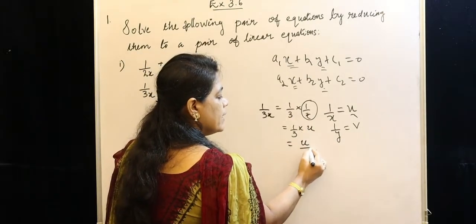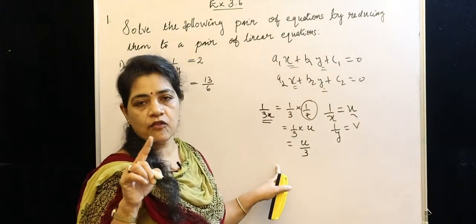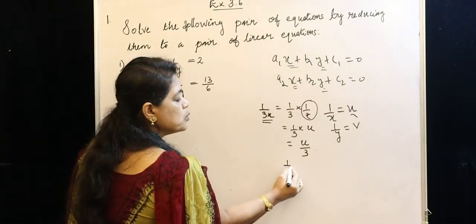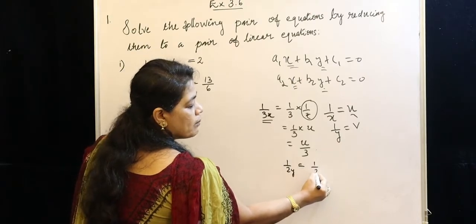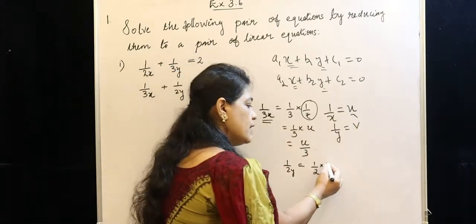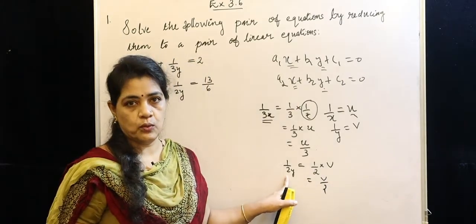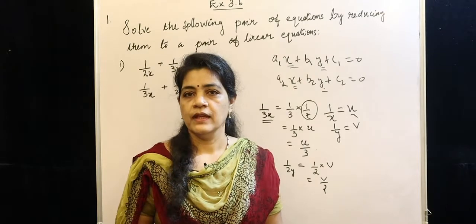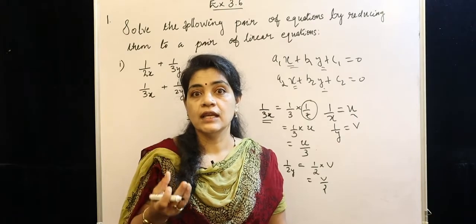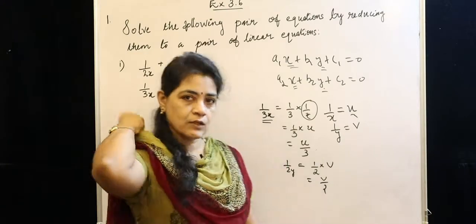That means u by 3. Okay, this 1 by 3x can be replaced in the form u by 3. And here also 1 by 2y is equal to 1 by 2 into 1 by y. But what is 1 by y? It is v. So 1 into v, v by 2. So in place of 1 by 2y, you can write v by 2. Hence, you can reduce the given pair of equations into a pair of linear equations in two variables. That idea is clear, children? Okay, that is what we are going to write.